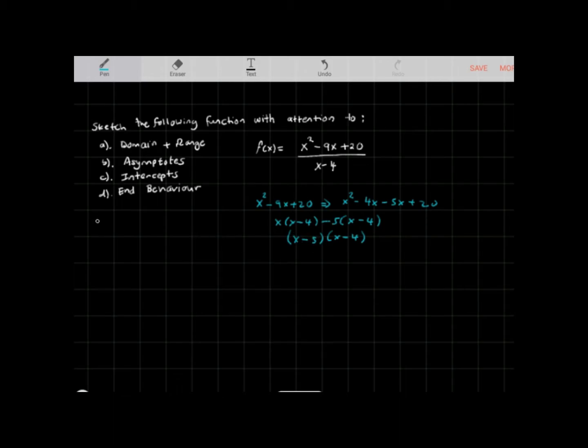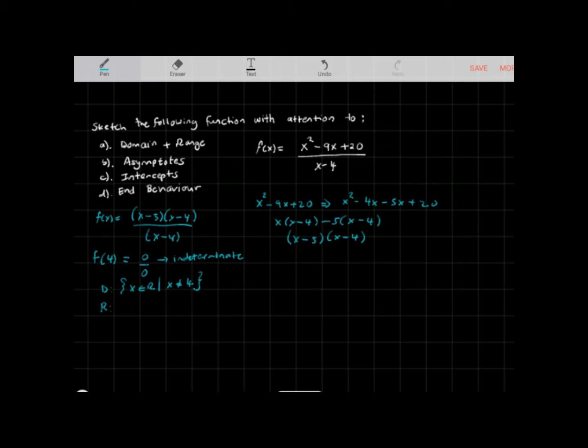And you can notice that there is a common factor. There's x minus 5 times x minus 4 over x minus 4. So you can notice that f of 4 is going to be a restriction because we get 0 over 0. This is an indeterminate state. This is also indicative of a hole being present, so this is something you have to watch out for. So just by looking at the domain, x belongs to the set of all real numbers, but x cannot equal 4 because you'd be indeterminate.